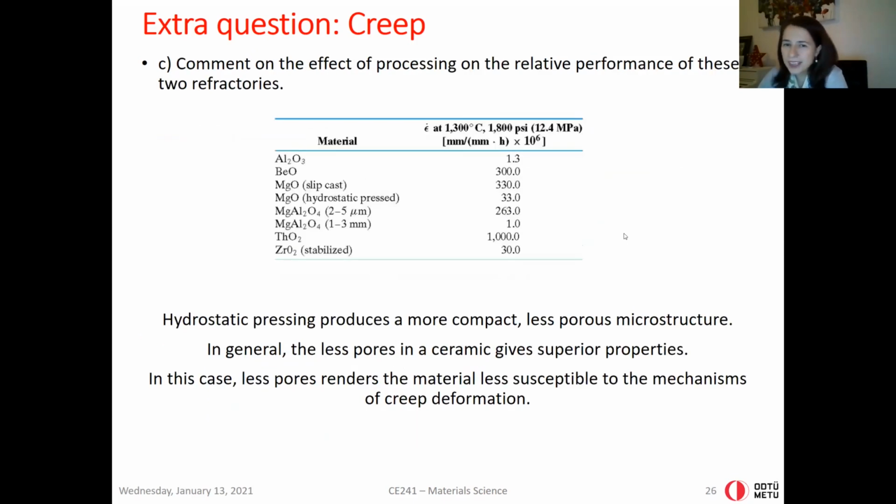And let's comment on the relative performance of these two refractories. Hydrostatic pressing produces a more compact, less porous microstructure. In general, fewer pores in the ceramic gives superior properties. In this case, fewer pores render the material less susceptible to creep deformation.